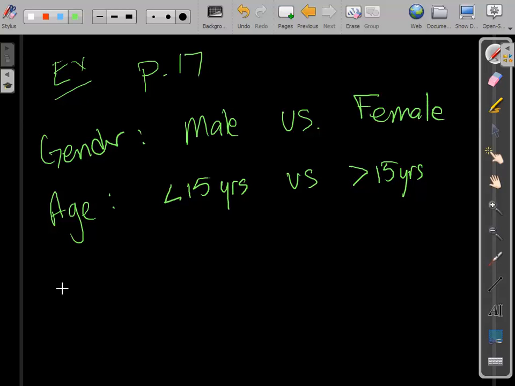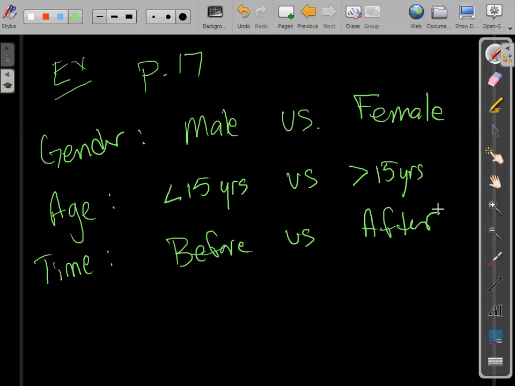This example on page 17 also uses the idea of time. In this sense, we're going to have a before versus the after. So before treatment, and then looking at the scores after treatment and seeing if there's a difference. So there's lots of ways of creating this stratification, and we use these non-numerical kind of variables to distinguish. These are categorical variables. We have gender, age, time. You can have a lot of different ways of creating these different groups, but the idea is that we have groups where we don't control who goes in there, but we can look to see if there's a difference.